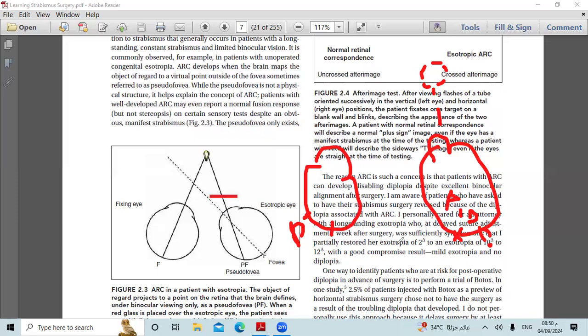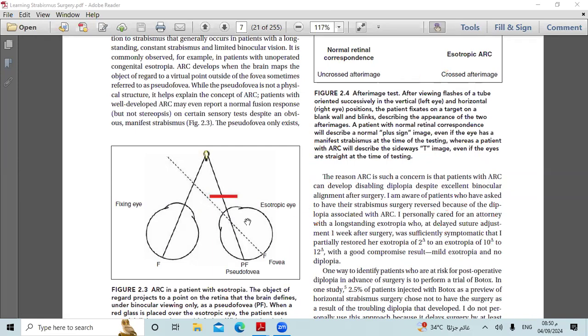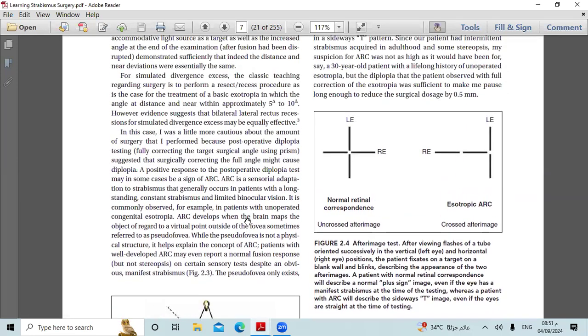So when we have two corresponding points, we will have binocular vision. But when we have strabismus in one eye, the two points will not correspond at the same degree at the retina. This is what will lead to diplopia. Okay, this is just how to understand the meaning of abnormal retinal correspondence and normal retinal correspondence.